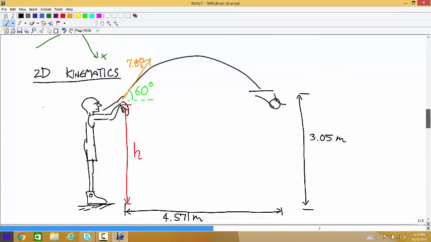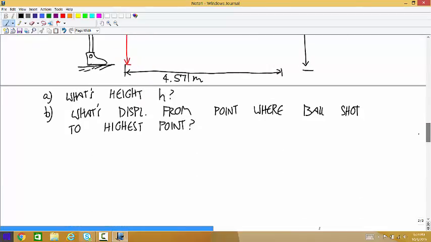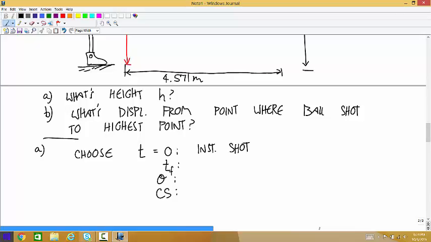Okay. So first, I'm just going to go through the whole thing because it's sort of an unusual problem. First, we have to choose those four things: an instant for time equals 0, an instant for time final, the origin location, and the coordinate system orientation. Time equals 0 is the instant it's shot. Time final is when it reaches the basket.